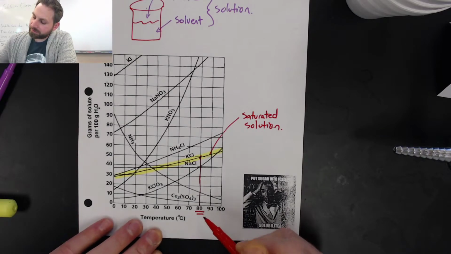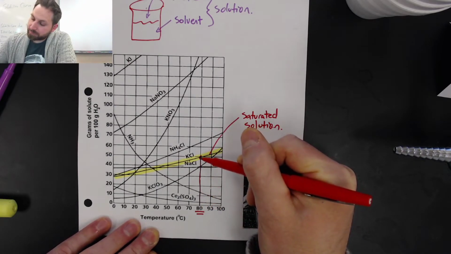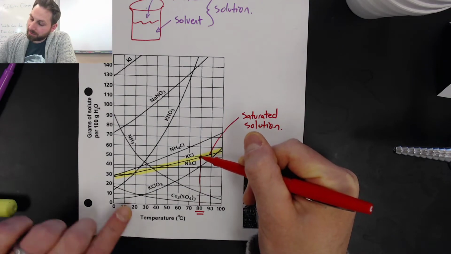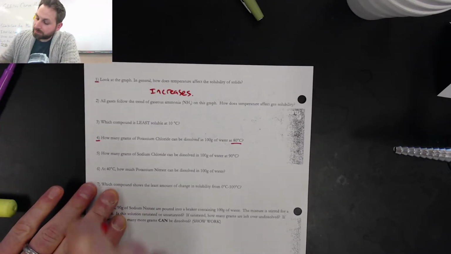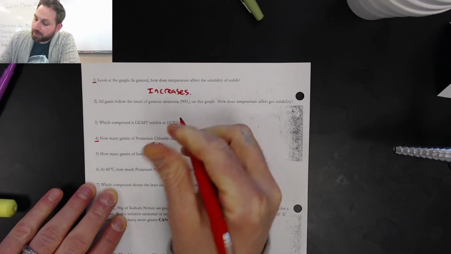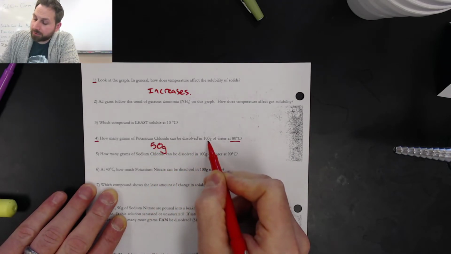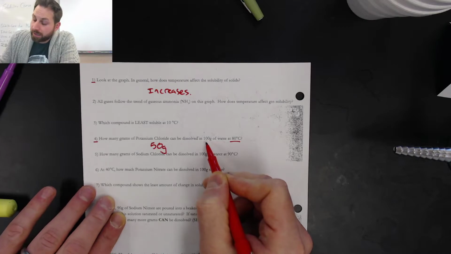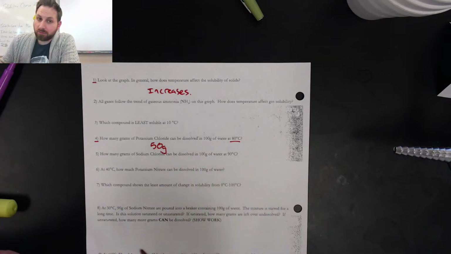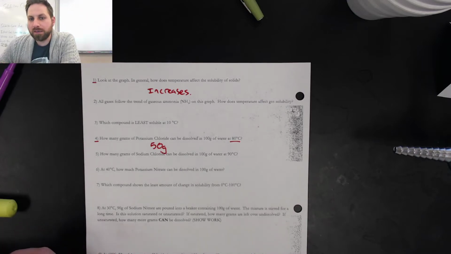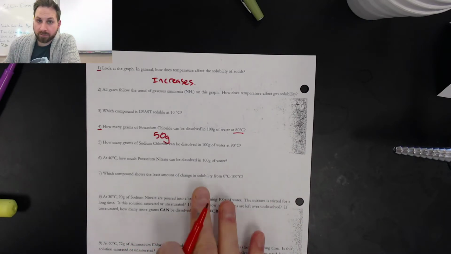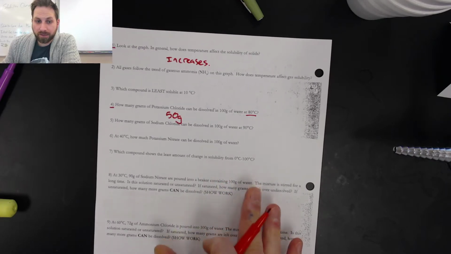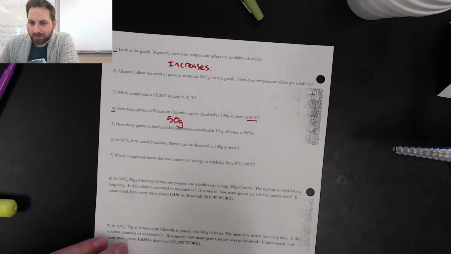So at 80 degrees Celsius, I follow it up till I hit my line of potassium chloride, which is KCl, and we're going to call that like 50. So I can dissolve about 50 grams of potassium chloride in 100 grams of water. If I was to add any more, the potassium chloride would just sit on the bottom of that cup or beaker. Nothing else would happen. All right, let's look at one more, and then again I will upload some extra hints online.